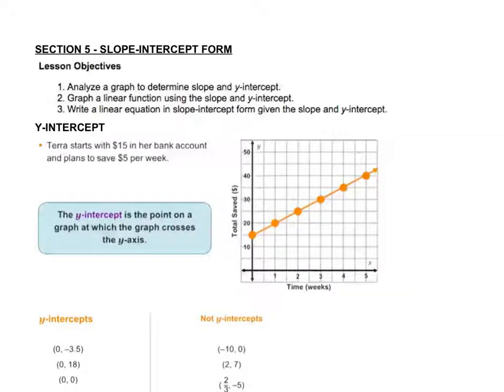Okay, welcome back. This is a video over Unit 2, Section 5. We're going to be talking about slope-intercept form, okay? One of my favorite topics in math. We use it all the time.